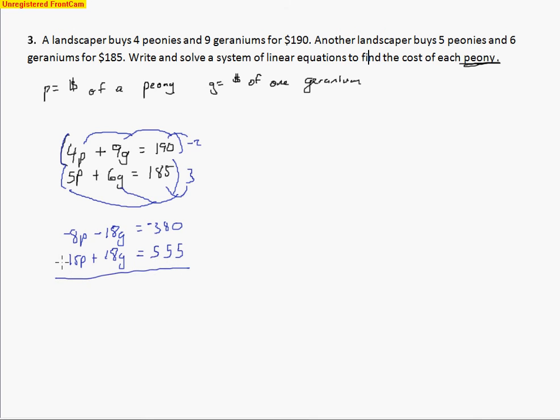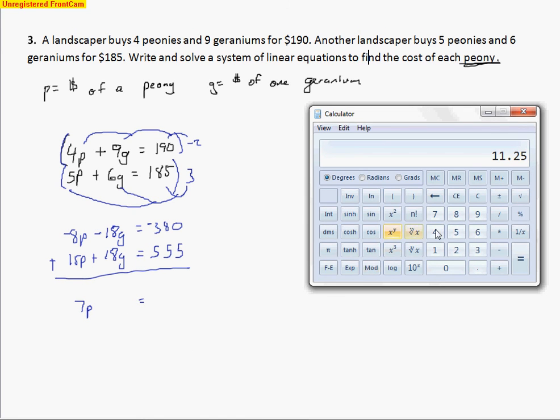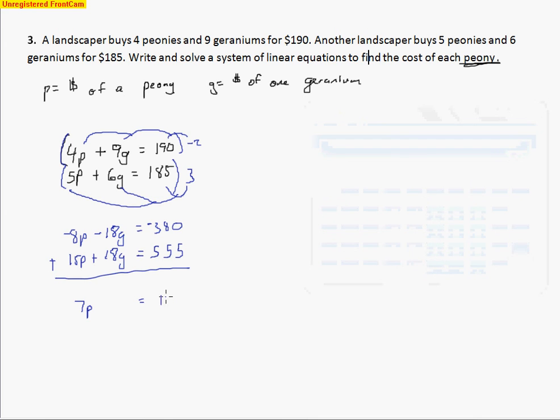So I go ahead and add these numbers together, and I end up with 7p equals, and then I'll do the subtraction, 555 minus 380. So that's going to give me 175. And so now I just have to divide by 7, and I'll get my answer. So that's $25. How many times 7 goes into 175? 25, or 7 quarters makes $1.75, so that is correct. So peony costs $25 for each peony.